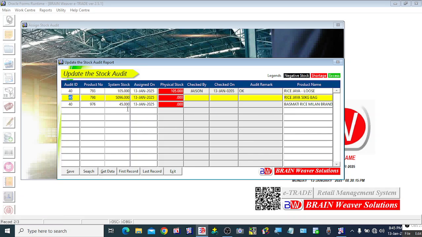The second product, rice Jaya 50 kg bag. As per the system, the physical stock as per system is 5096 bag. Consider he has received only 5095 bag. One bag is found shortage. We can mention his comment like this. One bag found shortage.